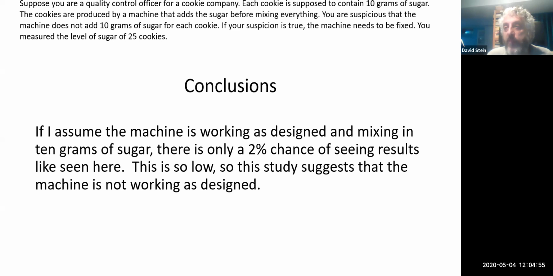Here's what I got. If I assume the machine is working as designed and mixing in 10 grams of sugar, maybe I should have said 10 grams of sugar per cookie, okay? There is only a 2% chance of seeing results like seen here. That's so low, so this study suggests that the machine is not working as designed. There you go. Again, notice in my conclusions, no statistics words, okay? Just explaining the conditional probability and then saying what my results are. Okay, so there you go.